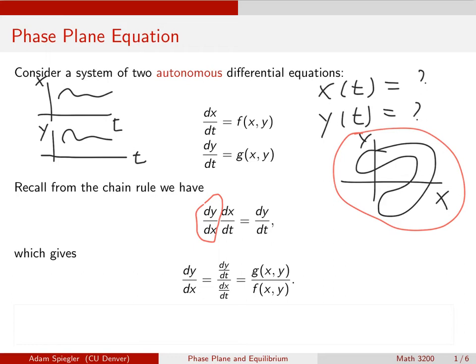Basically, for the phase plane equation, we take the one differential equation for y, that goes on top, and then we divide by the differential equation that we have for x, and that goes on the bottom. So it almost seems like the dt's cancel each other out, like if we were dividing two fractions. But be careful, that's not exactly how this works. What we're really doing is using the chain rule and just rearranging the terms in the chain rule.